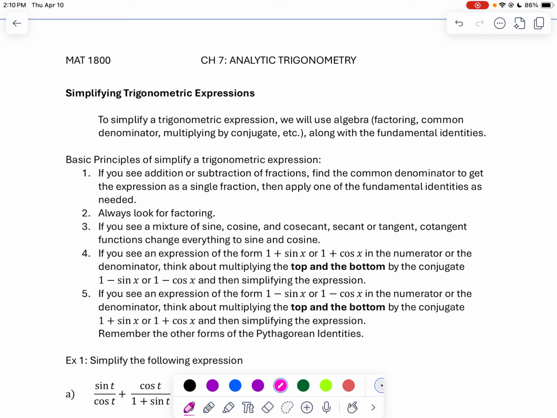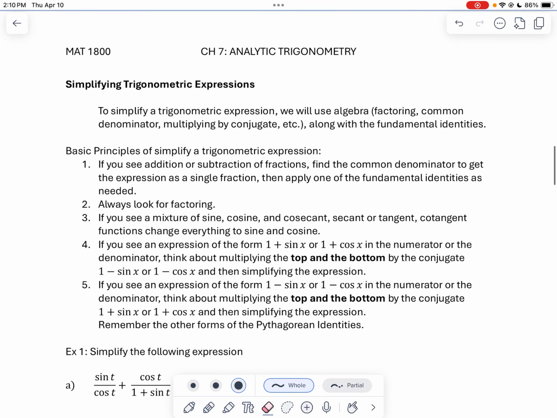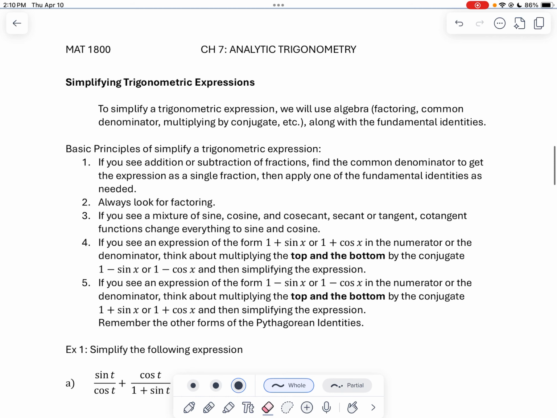Now, if you see an expression of the form 1 plus sine x or 1 plus cosine x or 1 minus sine x or 1 minus cosine x, then we need to multiply by the conjugate, or the opposite. The top and the bottom must be multiplied together. If you see an expression of the form 1 minus sine x or 1 minus cosine x in the numerator, then we have to multiply by the opposite, 1 plus sine or 1 plus cosine. And then remember the other form of the Pythagorean theorem can be written.